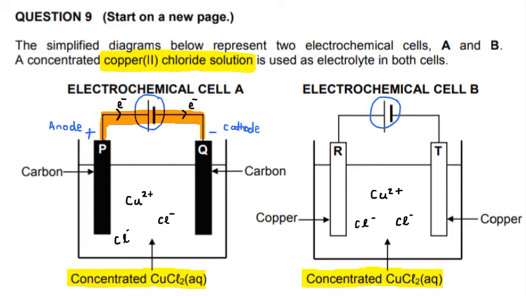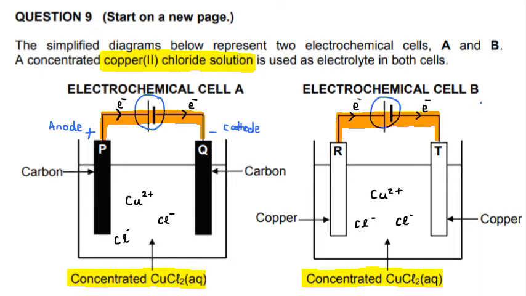Okay, I can even just put that in over here in cell B. Okay, that's the direction of electron flow.